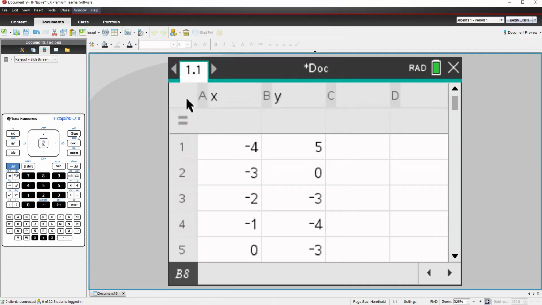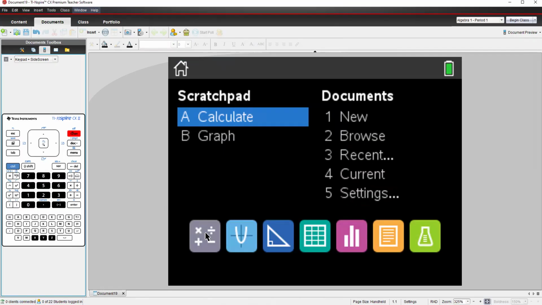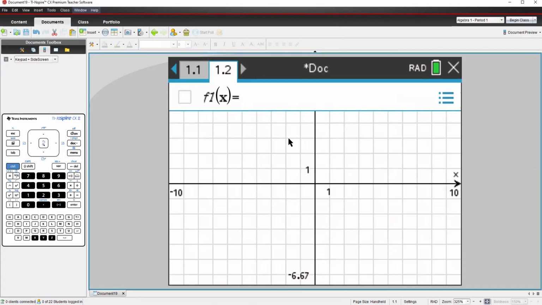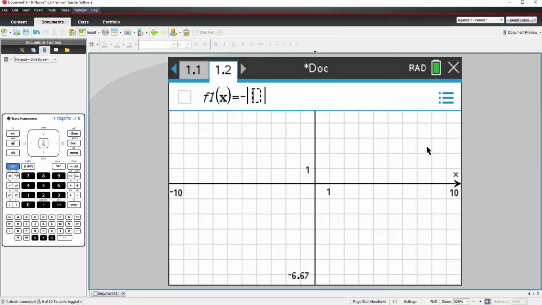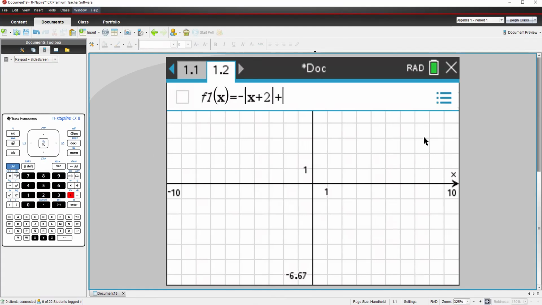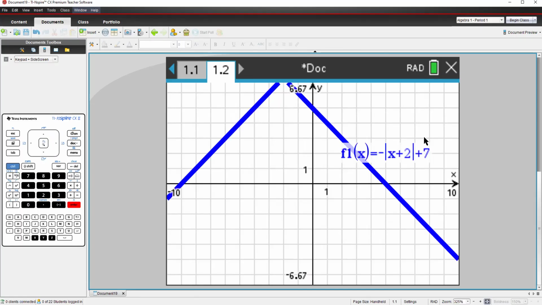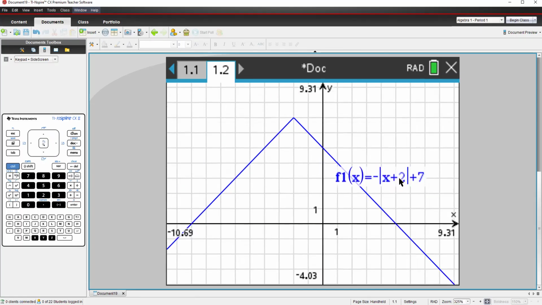So first thing, I'm going to graph. All right, so the very first function is going to be that absolute value function, and it's going to be x plus 2 on the inside, and then plus 7 on the outside. Press enter, boom. It's an upside down V. Doesn't matter what it looks like at this point, we need the y-intercept. Y-intercept looks like 1, 2, 3, 4, 5. Looks like 5.